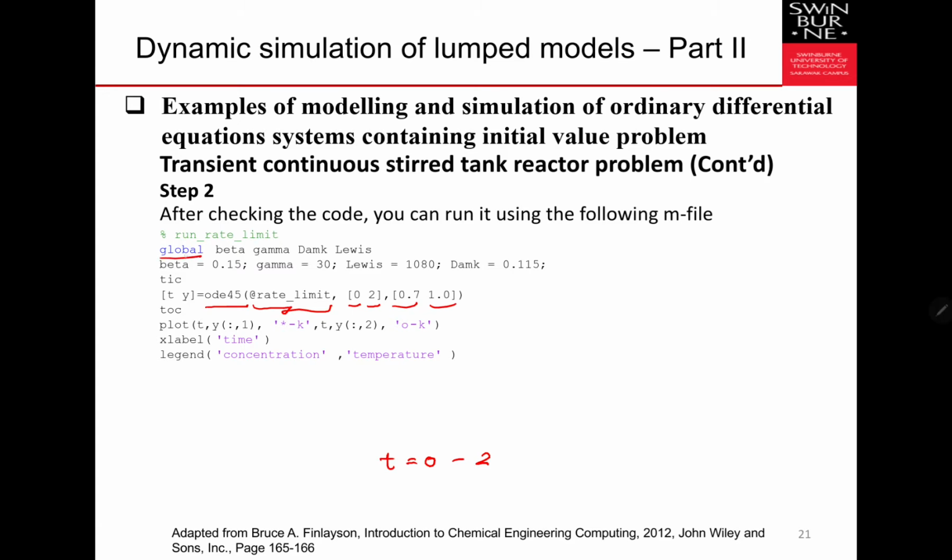Here we specify a global for beta, gamma, Damköhler, and Lewis, so that all these variables can exist all over the MATLAB M files that are used to run this particular code or to solve this particular problem. Tic and toc here serve as a stopwatch, where tic is basically when you start the stopwatch, and then toc is when you stop the stopwatch. So whatever the commands or the code that are put in between this tic and toc, how long they take will be known.